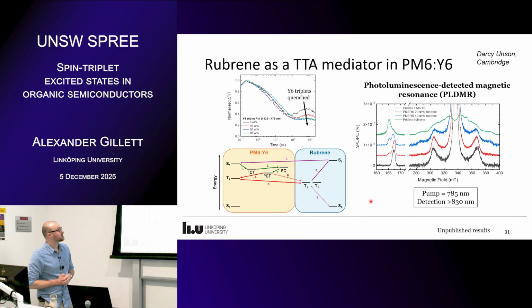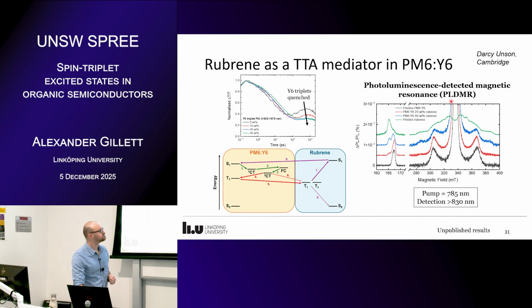Working with Jeannine Gruner, who at the time was in Würzburg, but was then in Cambridge and has now gone on to Oxford, she did some photoluminescence-detected magnetic resonance measurements, or PLDMR. Without getting into too much detail, we're just exciting the material and looking at how the PL of the sample changes as we sweep the magnetic field in the presence of microwaves that are resonant with the spin transition of the triplet state.